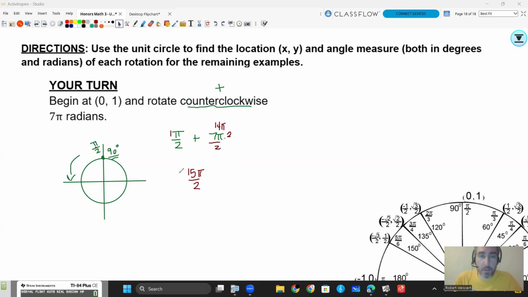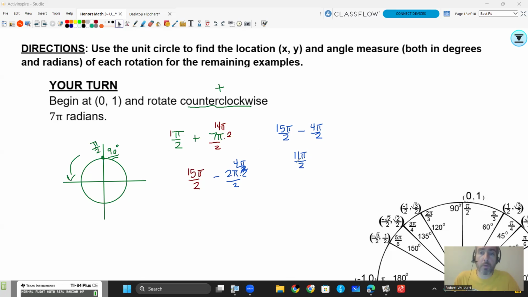Now that's way too big. So we're going to have to subtract 2 pi, subtract 2 pi, subtract 2 pi until we get the angle between 0 and 2 pi. So we can keep doing that in terms of pi. It's minus 2 pi. Really what that is 4 pi over 2. This can be kind of time consuming, but you can see how I do this here. 15 pi over 2. 2 pi is 4 pi over 2. That's going to be 11 pi over 2.